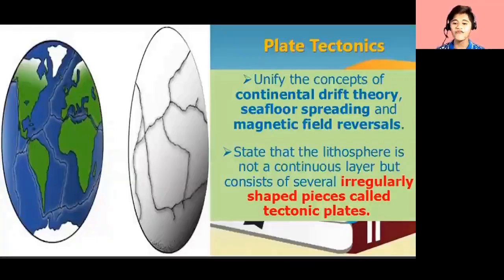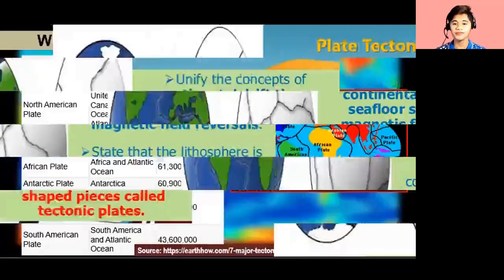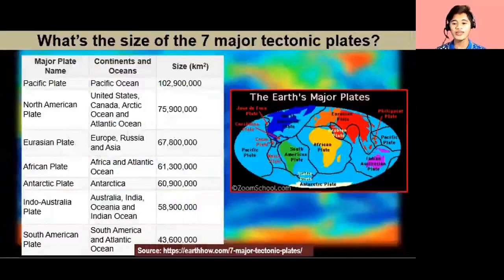Ultimately, the discovery of plate tectonics unifies the concepts of continental drift theory, seafloor spreading, and magnetic field reversals. It states that the lithosphere is not a continuous layer, but consists of several irregularly shaped pieces called tectonic plates. In the illustration, you will see an enumeration of the 7 major tectonic plates, with its minor continents and oceans. In the list, the Pacific Plate is the largest, while the South American Plate is the smallest.